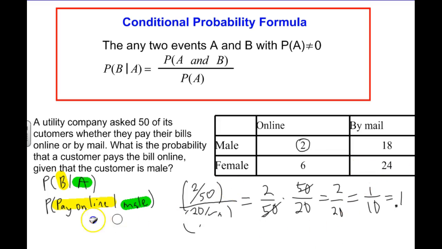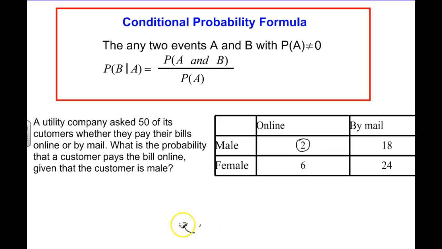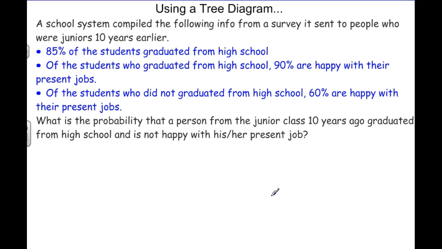Now, if you wanted to do it more informally, like we've been doing it a minute ago, let's just figure out what the given information is. Given that the customer is male, the given information is male, so I'm only looking at those folks. The fast way of doing this: what's the total number of males? That would be 20. And I want to pay the bill online, so that would be 2 out of 20, which is 1 out of 10. It's faster doing it the other way, just thinking, okay, what's the given information? That's the pool of people I'm choosing from, and what's the probability of picking that certain type of category.